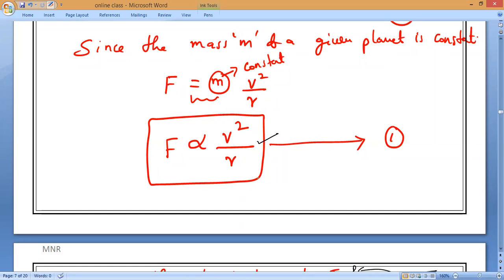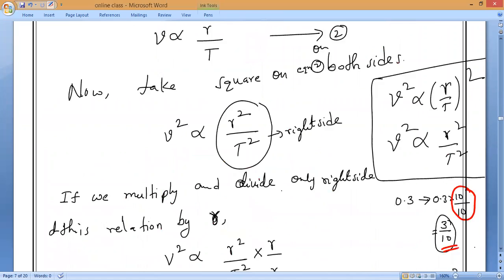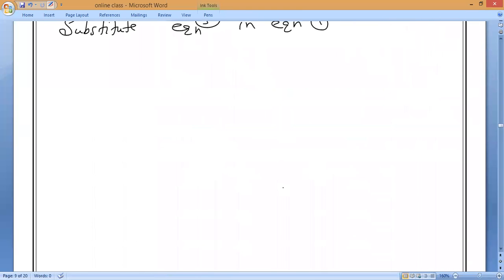F is directly proportional to V squared. So that is the equation. So substitute equation 3 in equation 1. All of you should substitute. What will come? F is directly proportional to V square by R is equation 1.